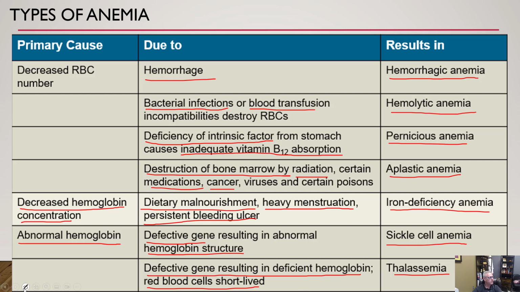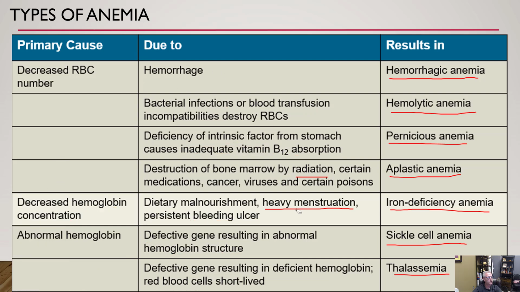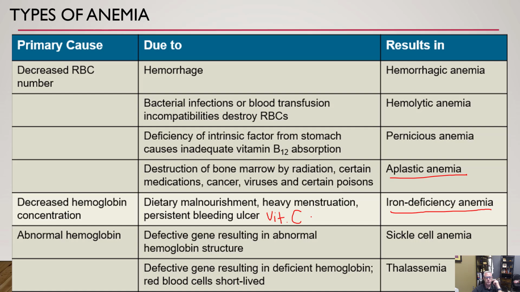So what do you need to know for testing purposes for my exam? You will need to know aplastic anemia. You will need to know iron deficiency anemia. Vitamin C, citric acid, will help increase iron absorption into your body. So vitamin C will actually help increase iron absorption. Also citric acid.